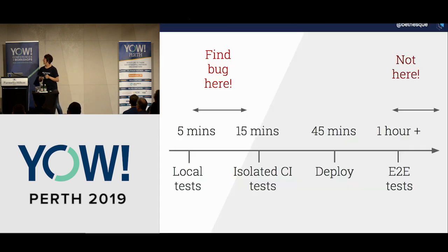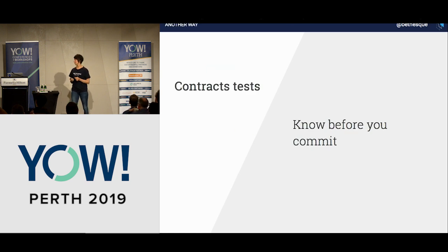Anyway, wouldn't it be much better to find these bugs before we even got to the deployment stage, before we got to the integration test phase, before we'd even pushed our code? Contract tests help you find the bug early in your development cycle. So you're reducing the number of integration bugs that you're even committing into your code base.